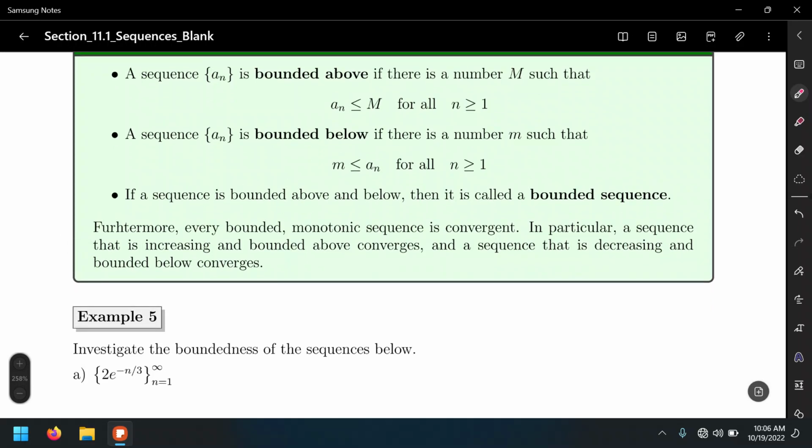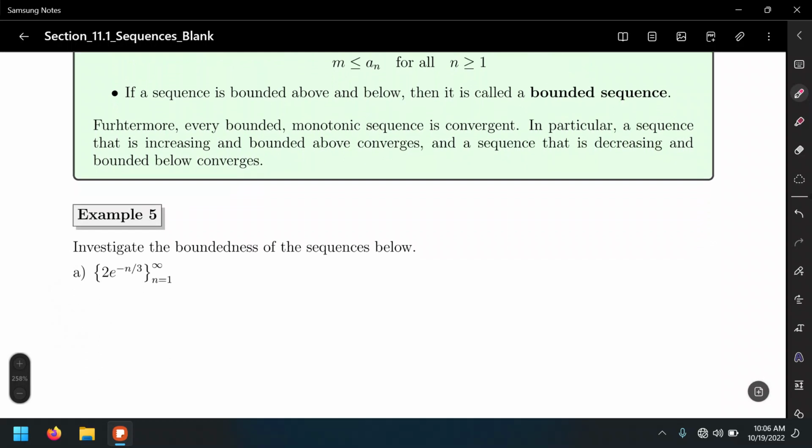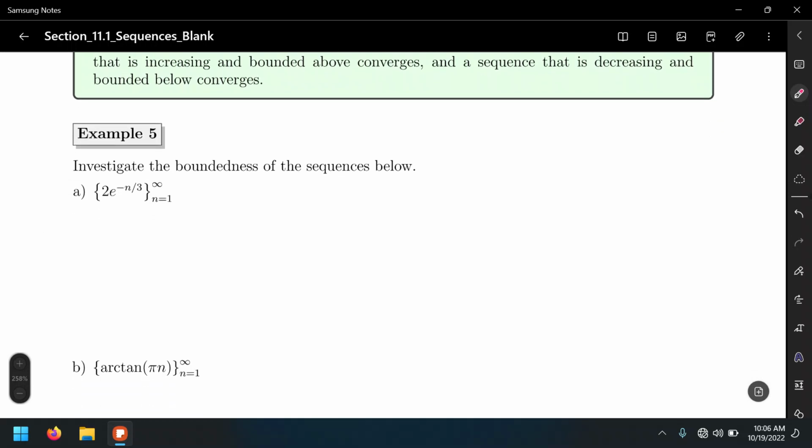So whenever we have a sequence that is both bounded above and bounded below, we just say that the sequence is bounded. We don't need to say it's bounded both above and below. All right. So let's look at a couple of examples and check the boundedness of the sequences to determine whether they're bounded above or bounded below.